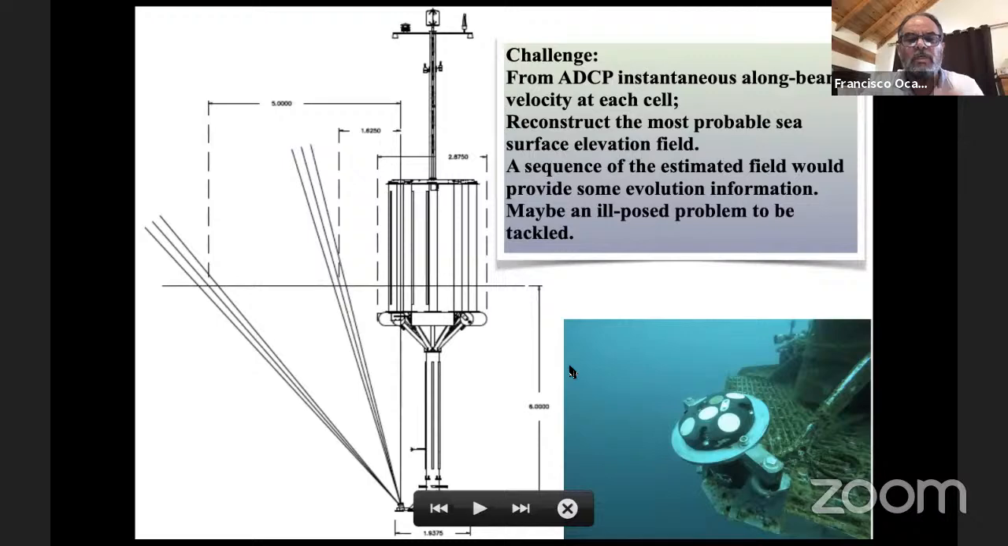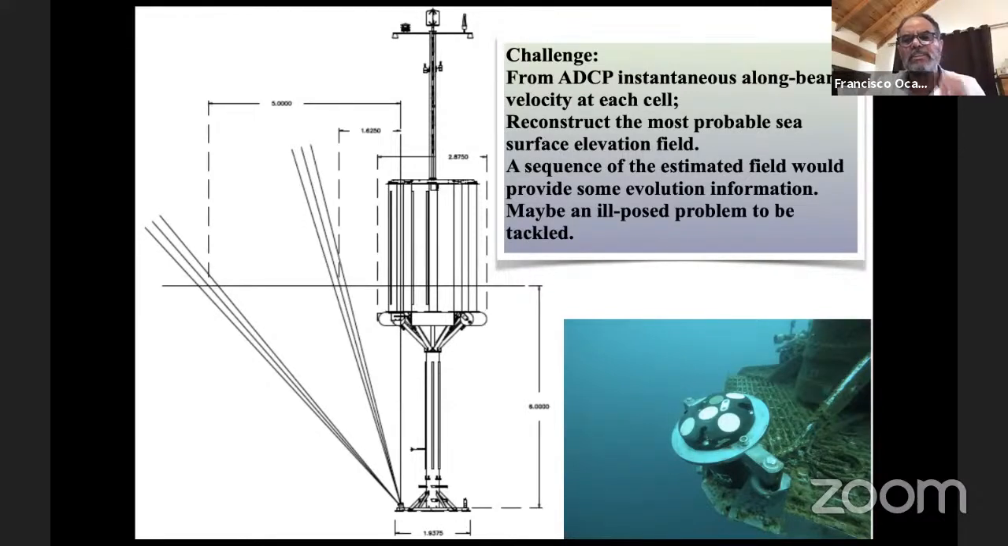Besides, as I mentioned, we have an ADCP at the base of the structure looking upwards, like these lines are sketching. And this is a picture of the ADCP. And the idea is that this sensor has 5 acoustic beams. And in each acoustic beam, we can estimate the along beam velocity of the fluid particles in every cell, from the bottom of the structure right to the surface.